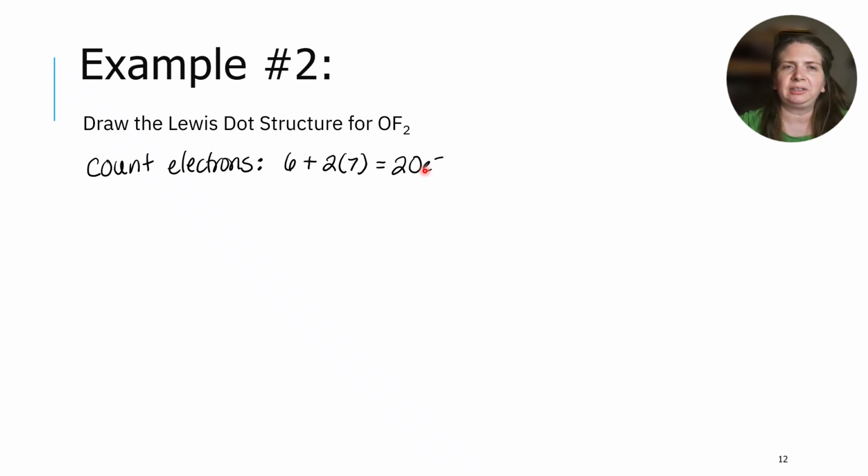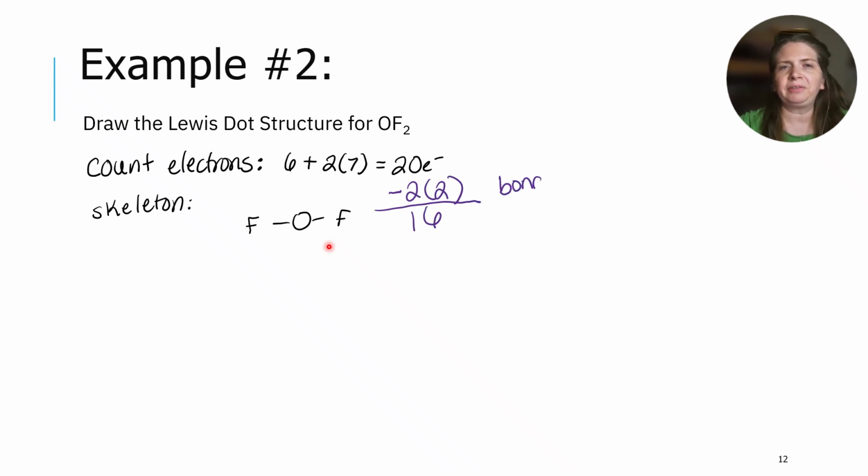Next, draw the skeletal structure. Oxygen will be the center atom, and the 2 fluorine atoms will be terminal atoms. The element written first in the chemical formula typically goes in the center. Draw single bonds between oxygen and each fluorine atom. Each covalent bond contains 2 shared electrons, so the 2 bonds use a total of 4 electrons. That leaves 16 electrons remaining.